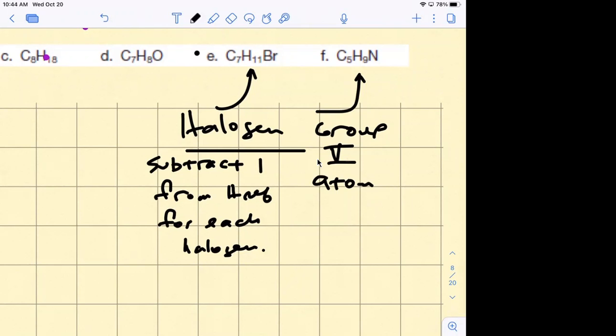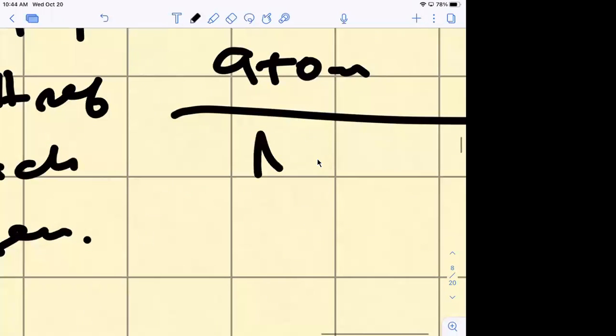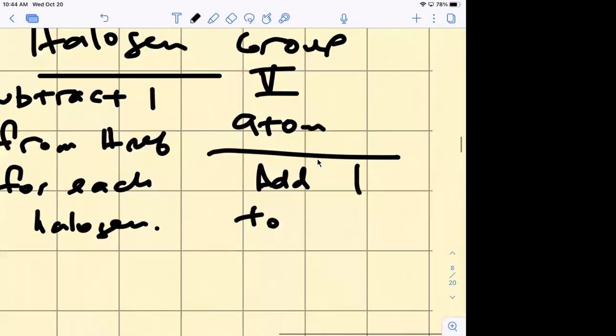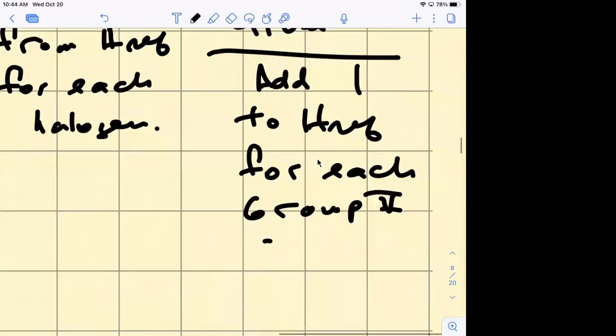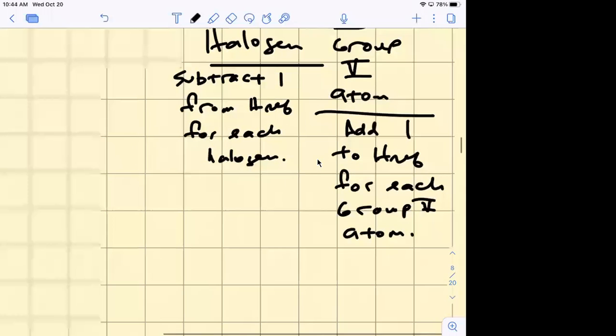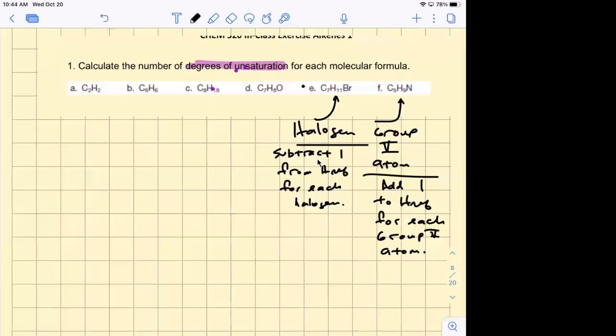All right. If there's a group 5 atom present, you're going to add 1 to HREF for each group 5 atom. So that's how we're going to approach that.